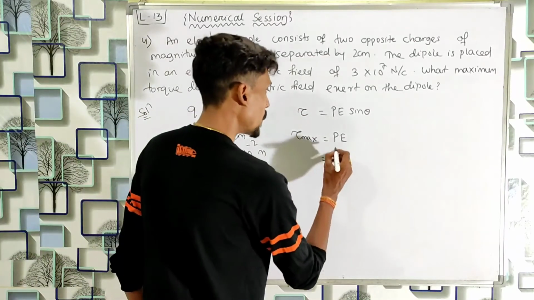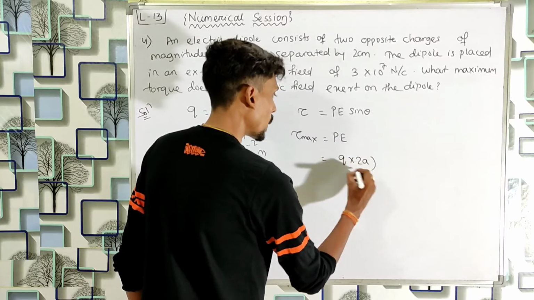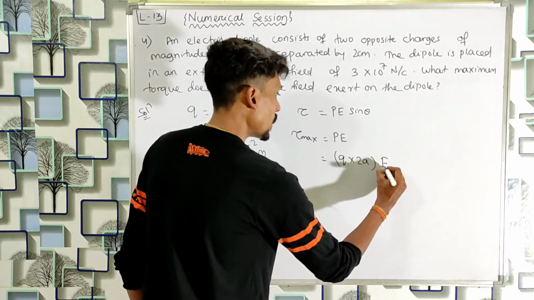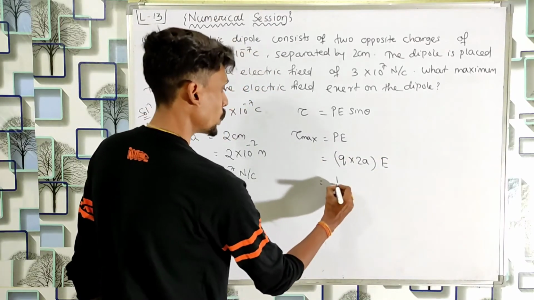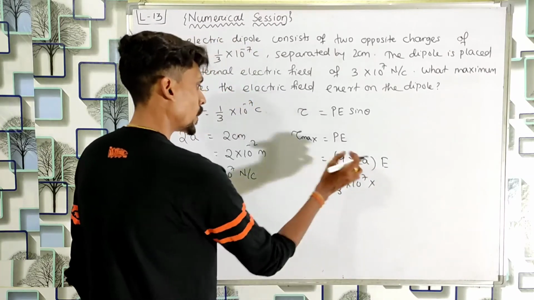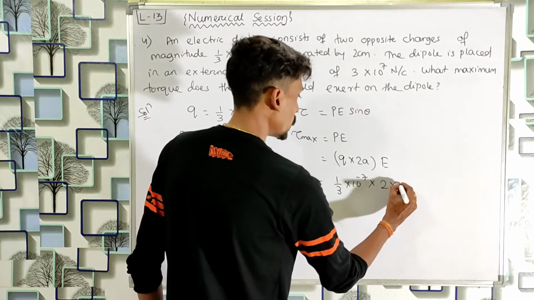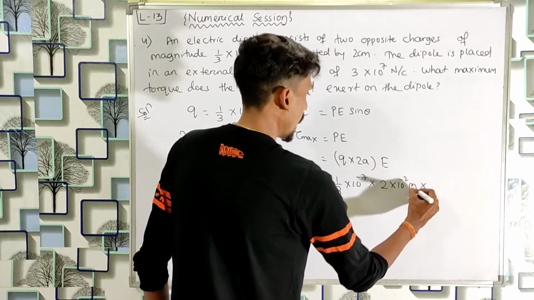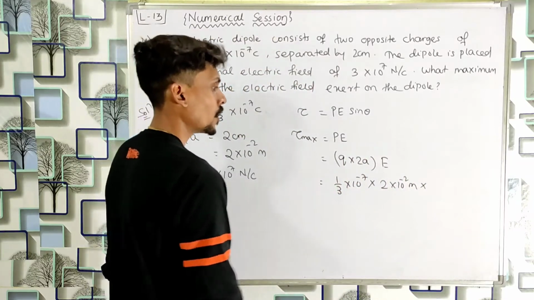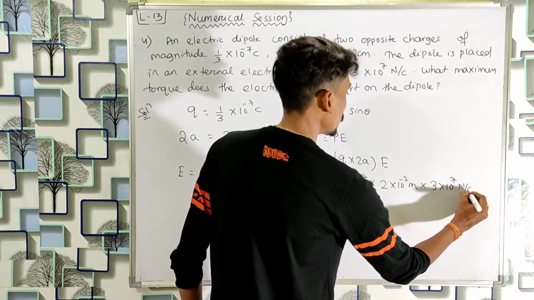And what is P? P is the dipole moment, and the formula for P is Q into 2A, and multiply E. So Q is how much? 1/3 into 10 to the power minus 7 coulomb, into what is 2A? 2A is 2 centimeter or 2 into 10 to the power minus 2 meter, and then multiply the electric field, which is 3 into 10 to the power 7 Newton per coulomb.